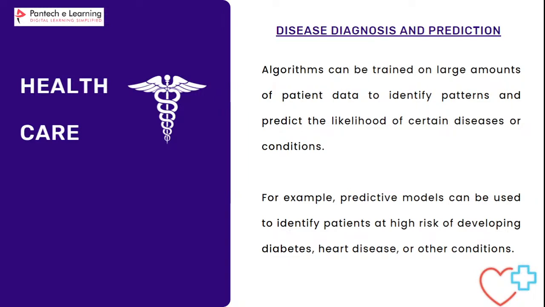Some algorithms or models can be trained on large amounts of patient data to identify patterns and predict the likelihood of certain diseases or conditions. For example, predictive models can be used to identify patients at high risk of developing heart disease, diabetes, or any other conditions. So they can get the details of the patient and tell them whether they are susceptible to a particular disease, and if they are at high risk, what they should do. So this is one of the predictive things, right?